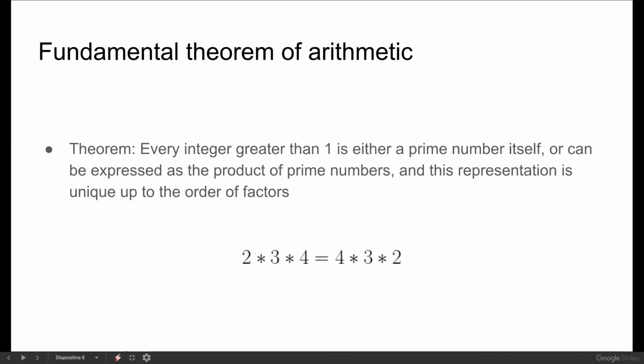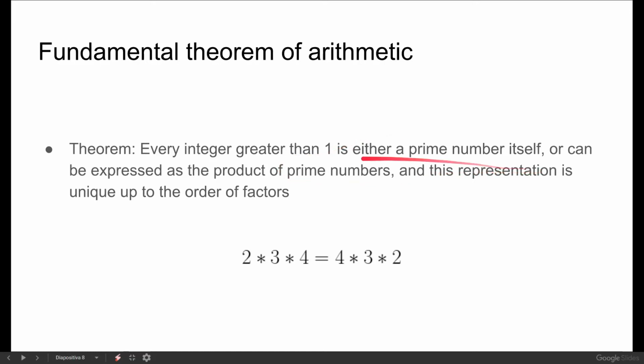Every integer greater than 1 is either a prime number itself or can be expressed as the product of prime numbers, and this representation is unique up to the order of factors. What is a prime number? A prime number is a number that can only be divided by itself or by 1. So for example, 2 is a prime number because 2 is only divisible by 1 and 2. 3 is a prime number because it's only divisible by 1 and 3. 4 is not a prime number because 2 divides 4, and 2 is not 4 or 1.